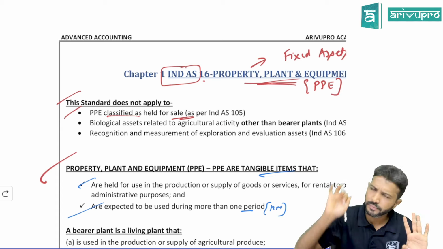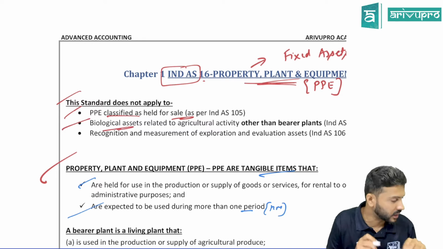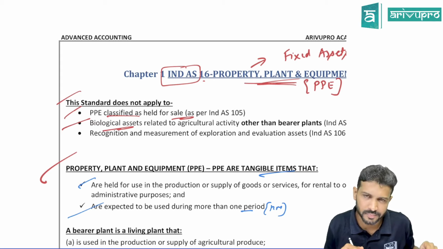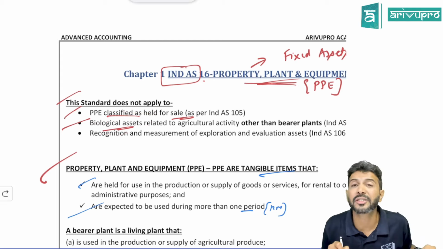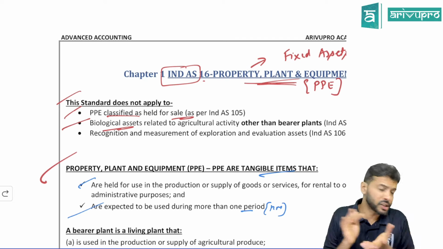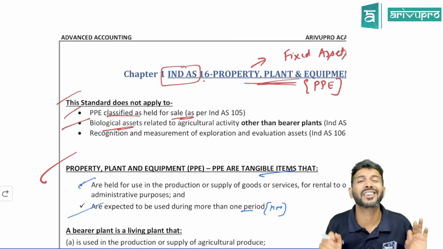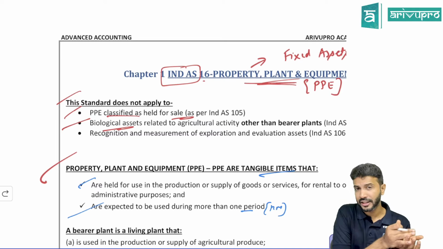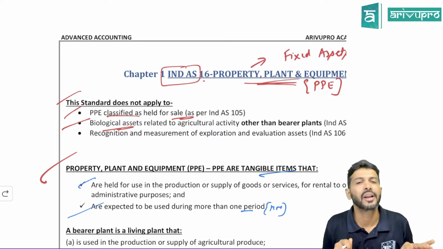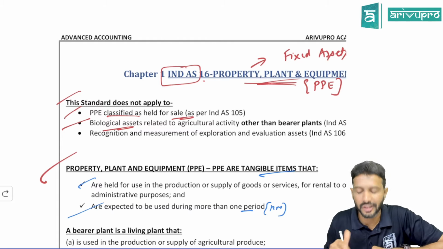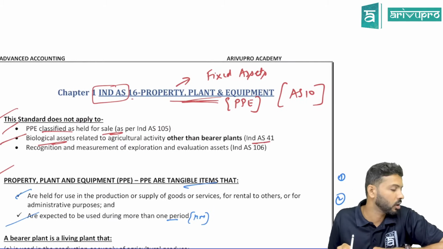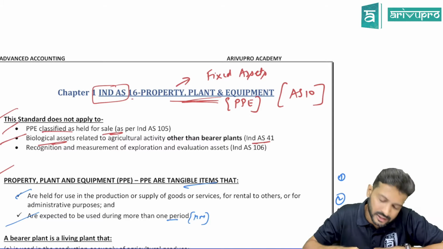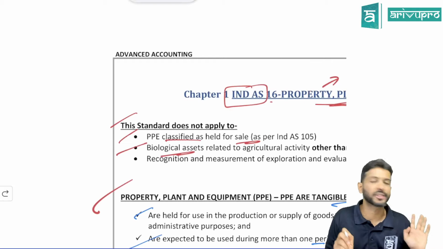Okay, sir. Second one is biological assets. Biological assets means living plants and animals. Living plants and animals, we call biological assets. For biological assets also, IND AS 16 is not applicable. So just now you were told human beings are not assets, but plants and animals are assets. Yes, they are assets. But for biological assets, there is a separate standard called IND AS 41 on agriculture. That standard gives a specific treatment for this. That's the reason it is excluded from the purview of IND AS 16.